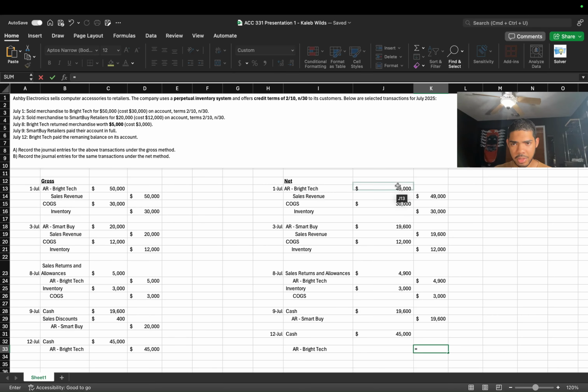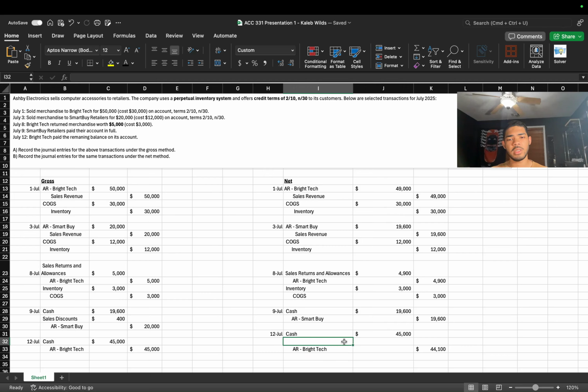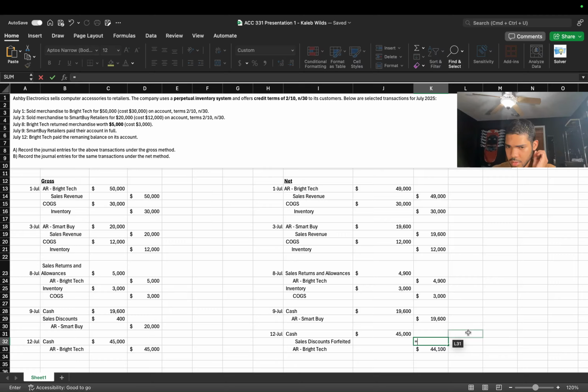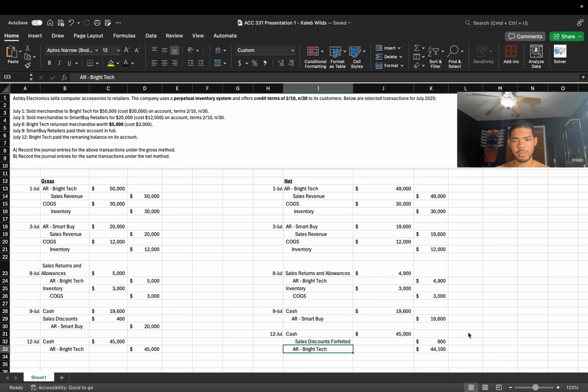So we can do the same thing. We just take the accounts receivables minus the sales returns, and that gives us 44,100, which, as we can see, is not balanced. So the way we fix that is with sales discounts forfeited. Now, again, we could just find the difference here, or we could look at it this way. We take the amount that they were owing us, or Ashby, and we multiply that by the 2%. This is how much, this is the discount they gave up by not paying within the discount period. So as you can see, this equals the 45,000.